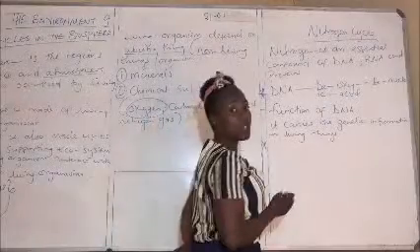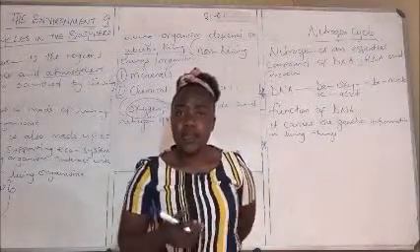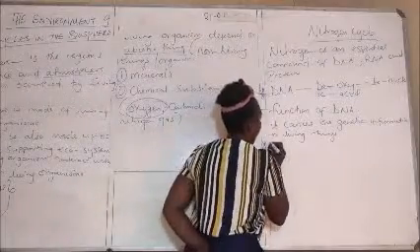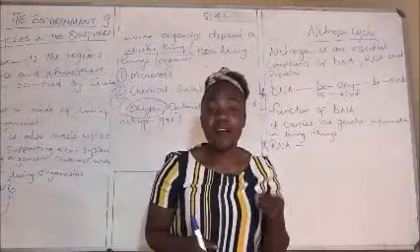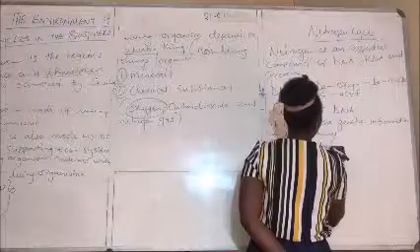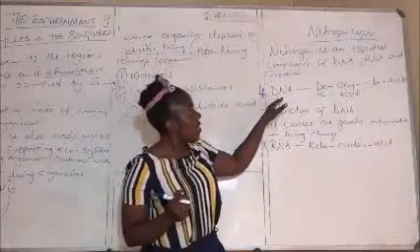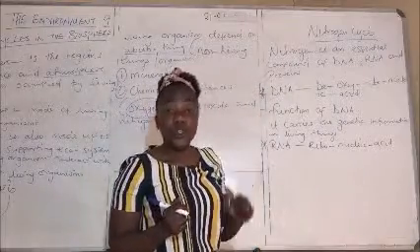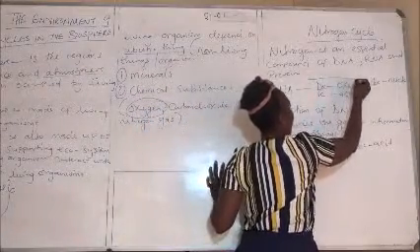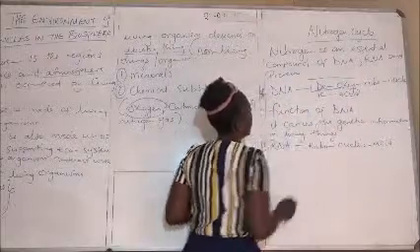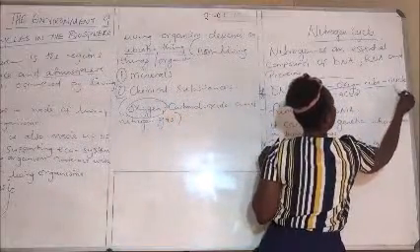The second one is RNA. What do the letters RNA stand for, class? Between DNA and RNA, the RNA stands for ribonucleic acid. So what they have done is just removed the deoxy, and they've remained with ribonucleic acid.